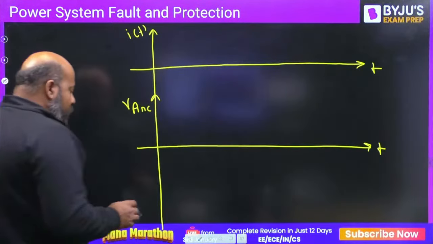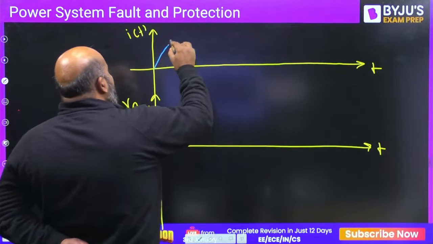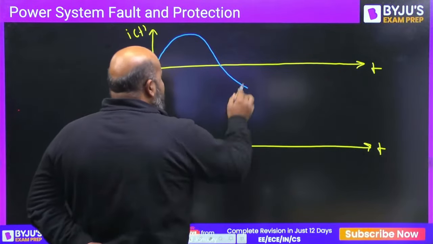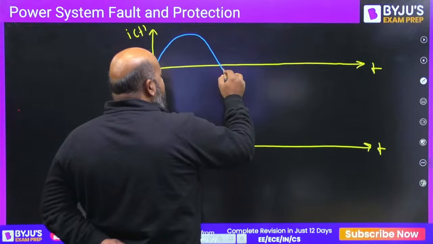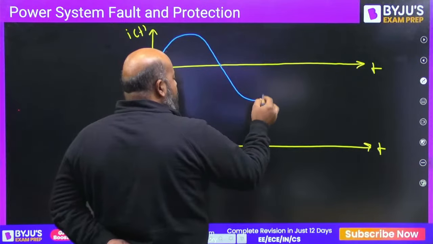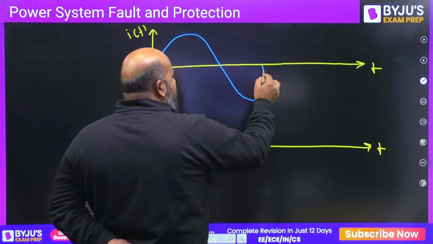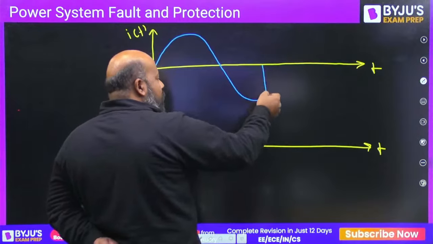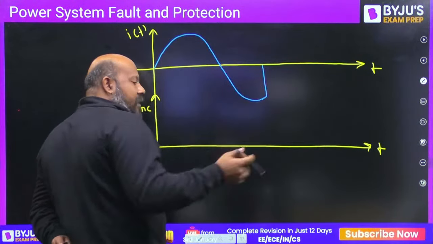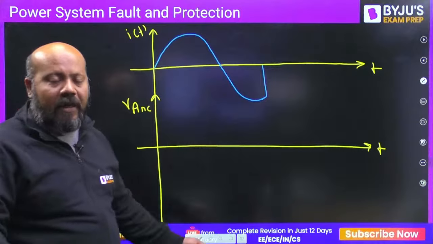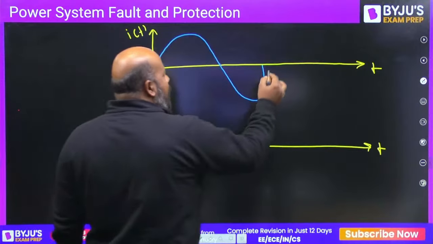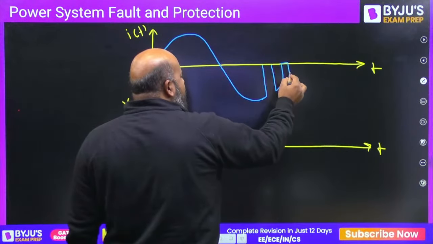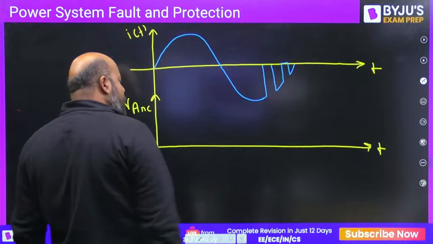Okay, so suppose your current is something like this. And suppose suddenly at this point, the current is made zero. When current is made zero, because this is not the time when it is natural current zero, the arc is having very high energy. When it is high energy, the arc will restrike again. When the arc restrikes, again there will be arc current. Again it is struck down, again there will be arc current like this. So the current is chopped like this.